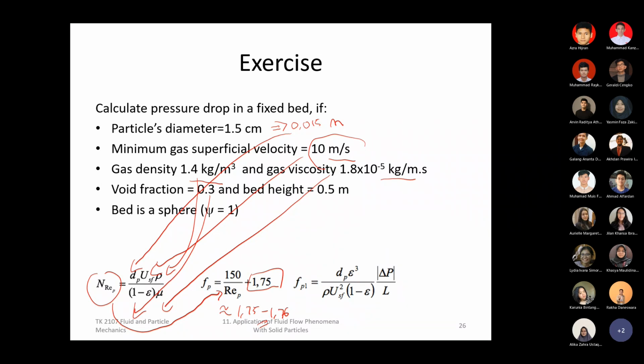Okay. And last but not least, the final question is about the pressure drop. So now you just have to rearrange the equation. Fp times rho USF squared, times 1 minus epsilon, L per dp epsilon. Okay, so that's the Fp that you got in the previous part, and then everything else you just have to put the number. Okay, any question regarding the homework?